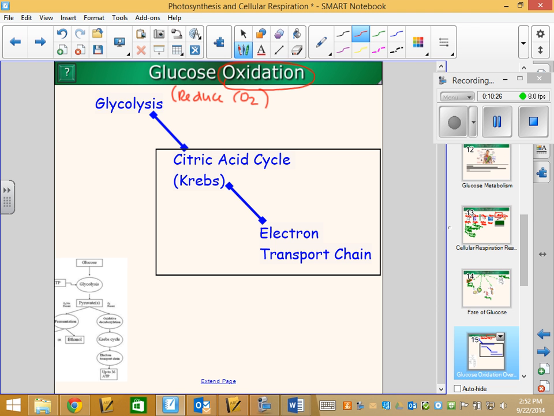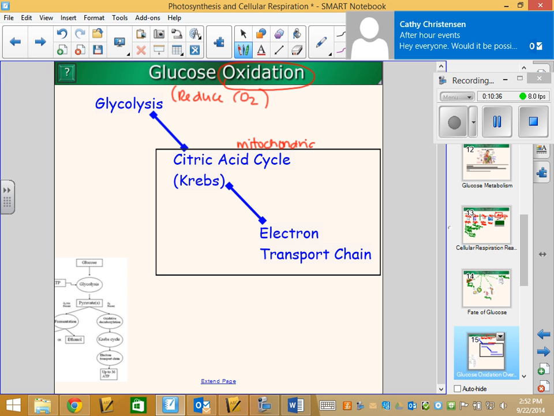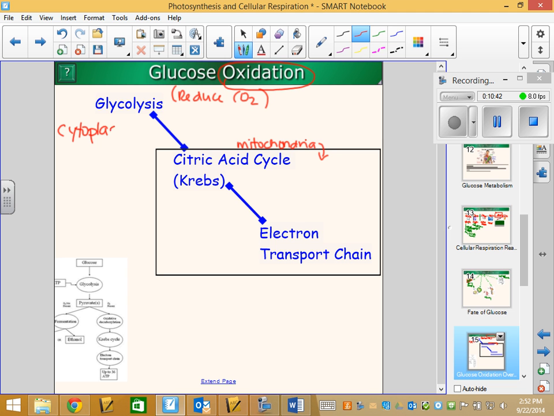I didn't just draw the box for fun. The box actually represents something. The box here represents your mitochondria. The space around it then represents cytoplasm. So I'm saying that the first step in glucose oxidation, which is called glycolysis, happens in the cytoplasm.